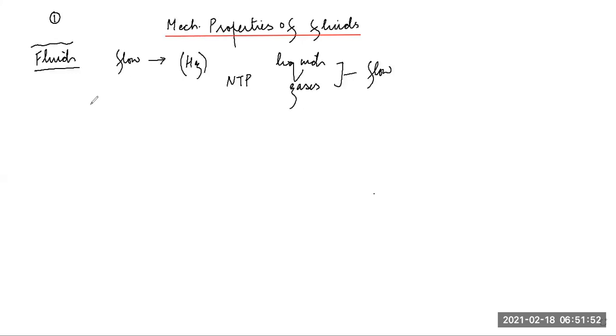So what is the main characteristic of a fluid? See, students, imagine this is a table, and on this table there is some block. Now this is a solid block. Somehow this block is hinged to the bottom, so you can say it is fixed with the bottom.